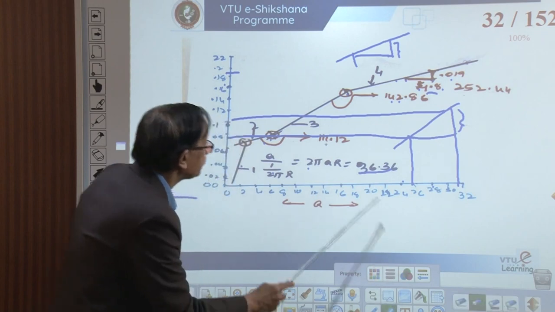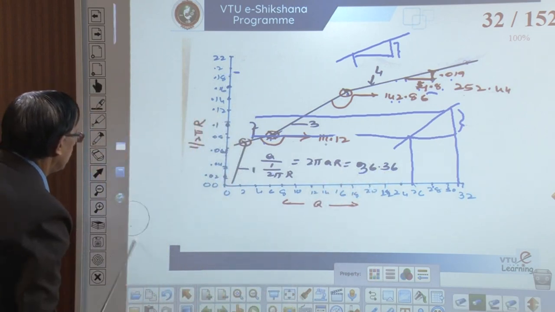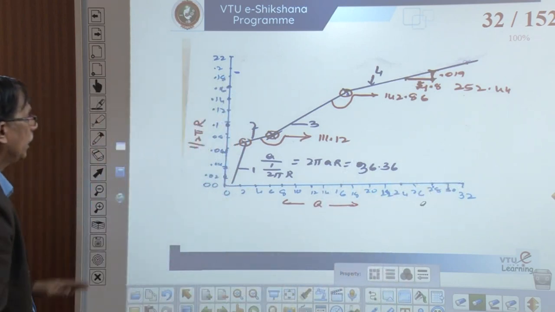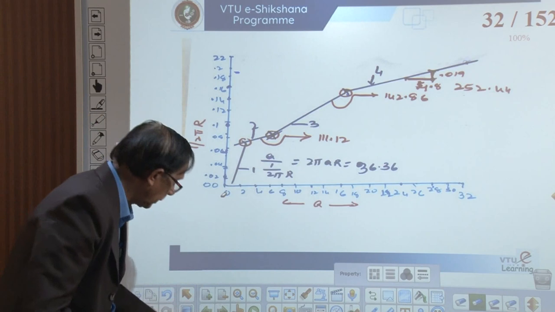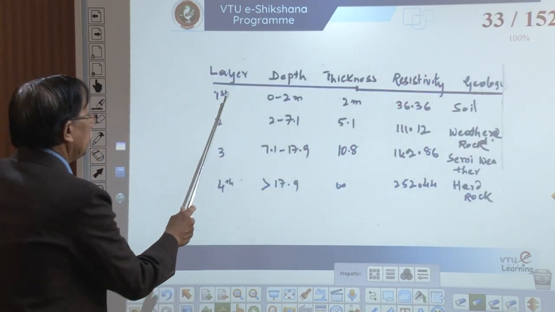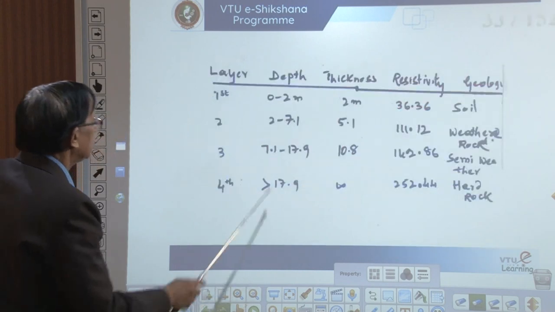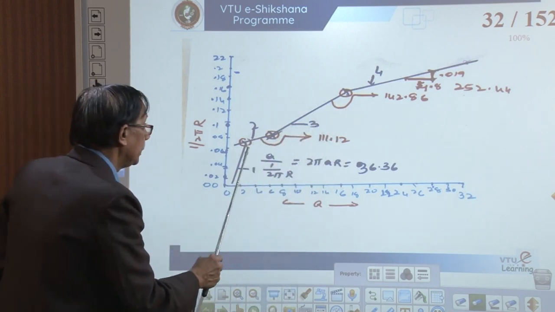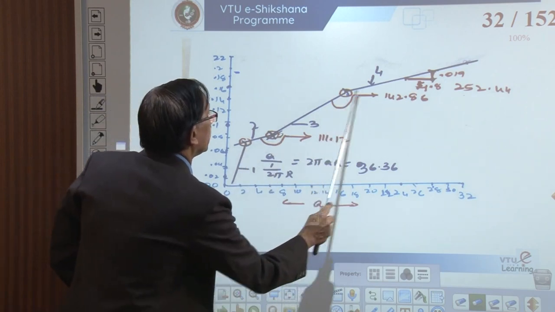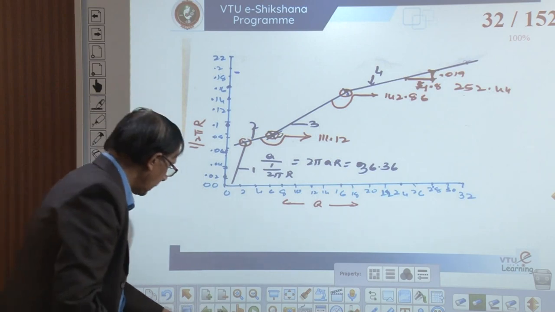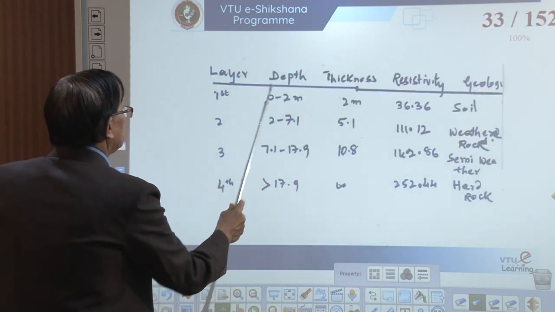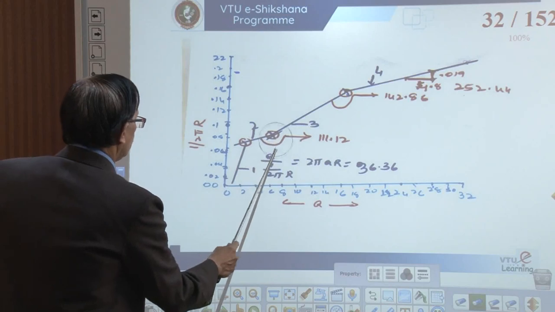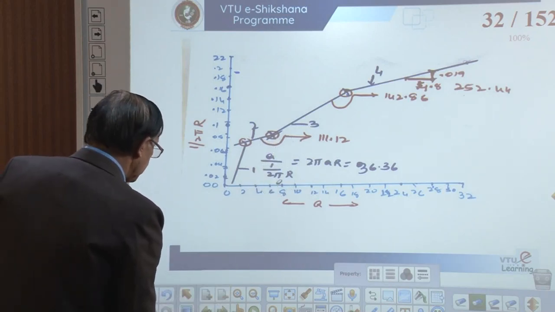Now, these are the values I got. Next, you see, this is the first curve, this is the second, third, fourth. It means I have several types of rock: here to here one type of rock, here to another rock, meaning geological formations. I have calculated the depth. What is the depth? From here, 0 to 2 meters. This is from 2 meters to 6 point something. Then what is the difference? Give the thickness, sorry.